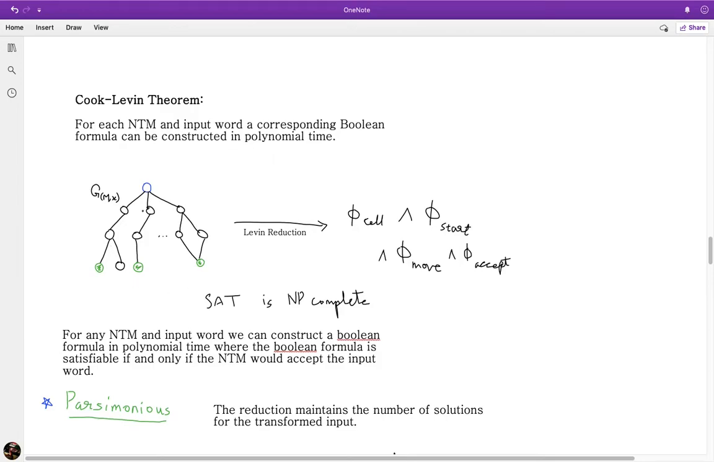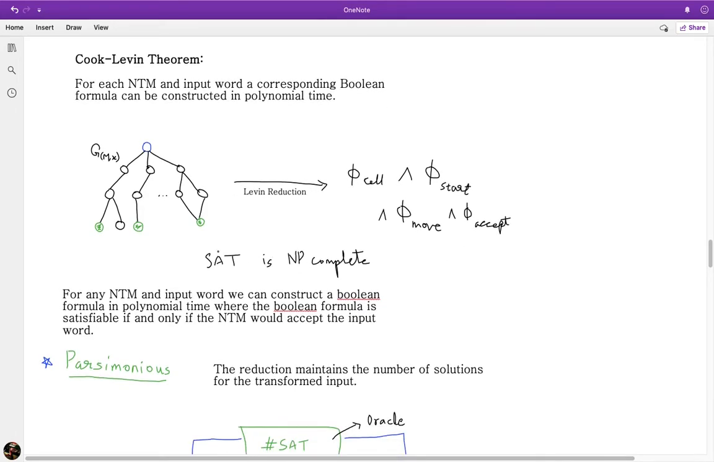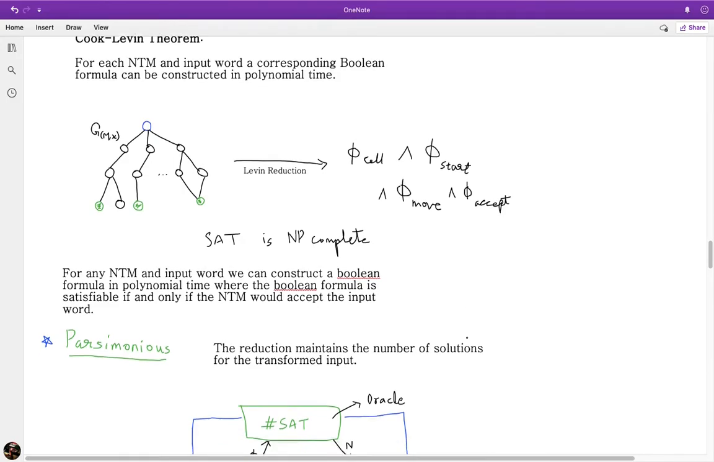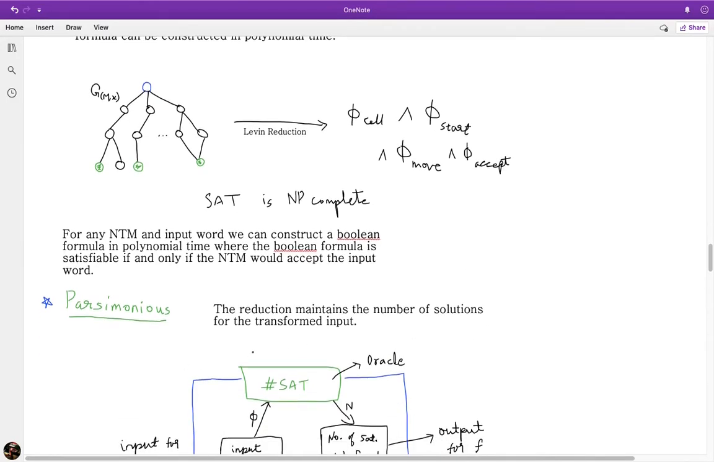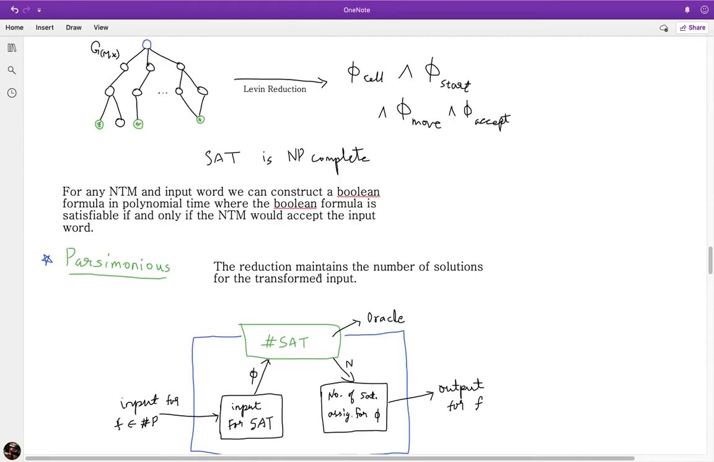solutions, the number of accepting paths for a configuration graph, gives us the Boolean formula which has the same number of valid assignments. So if we have 4 accepting paths in this configuration graph, then the corresponding Boolean formula also has 4 valid assignments. So this property is known as parsimonious. It basically maintains the number of solutions for the transformed input.